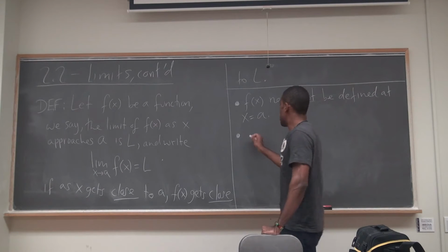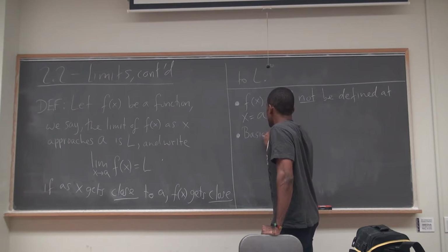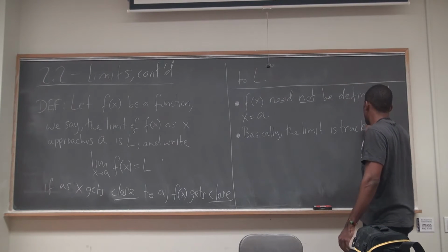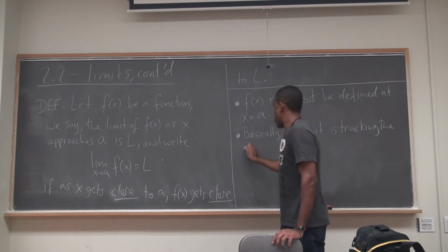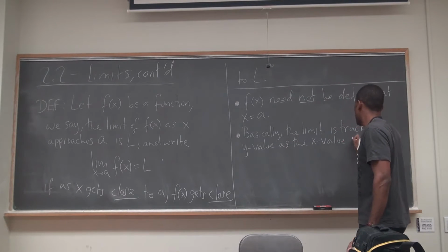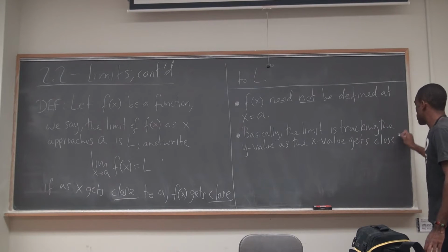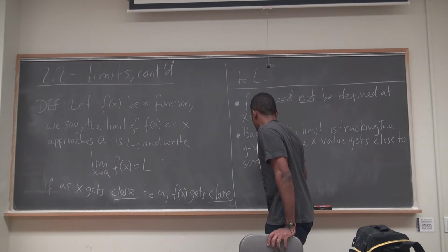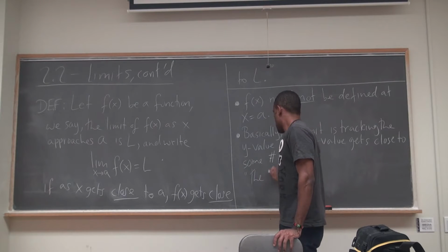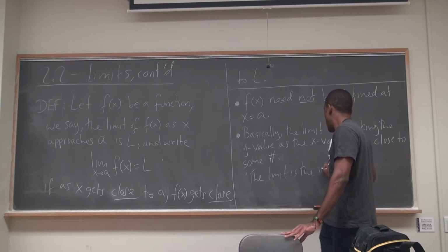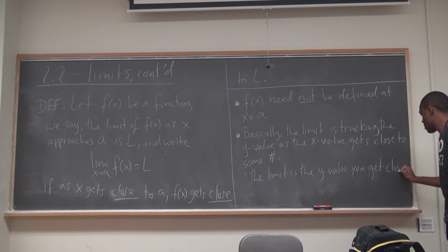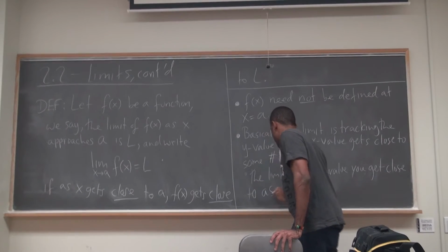Right? So basically, the limit is tracking the y value as the x value gets close to some number. So you can sort of think of it as the limit is the y value you get close to as x gets close to something.